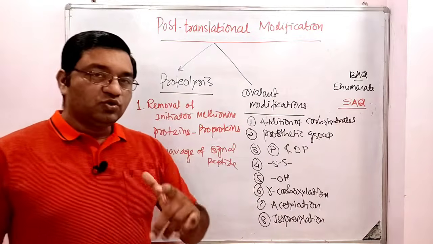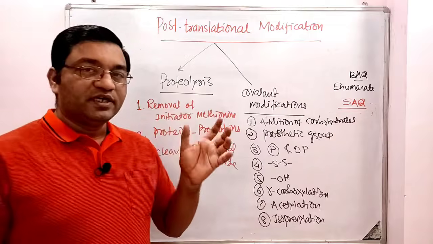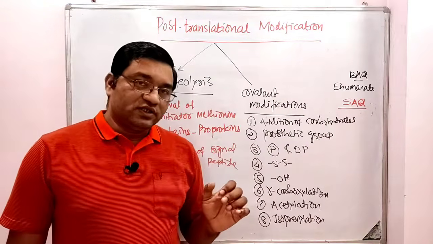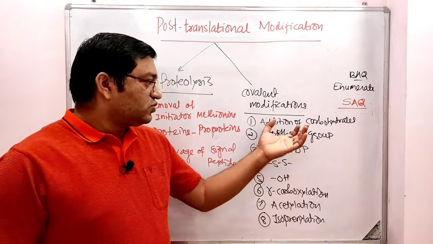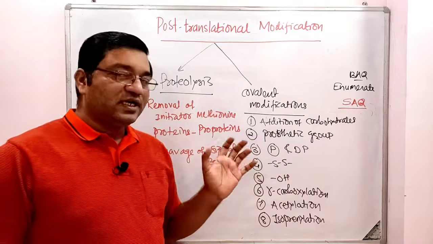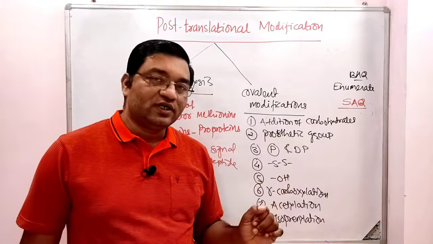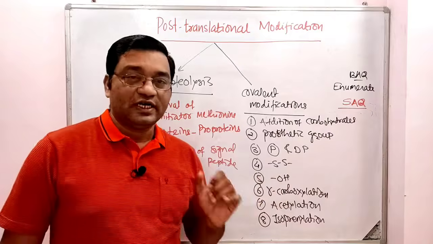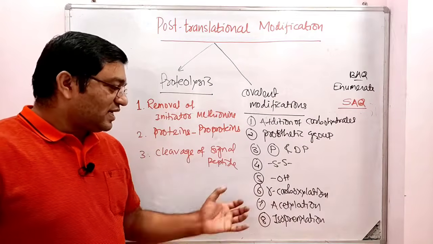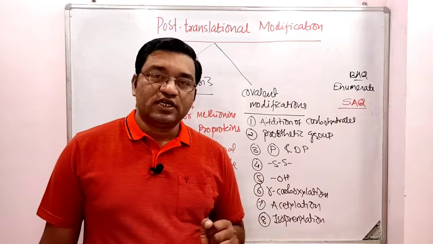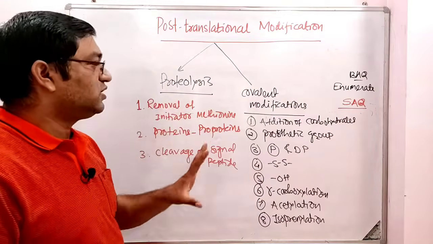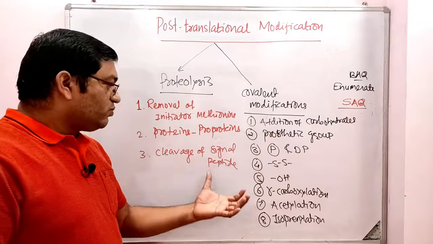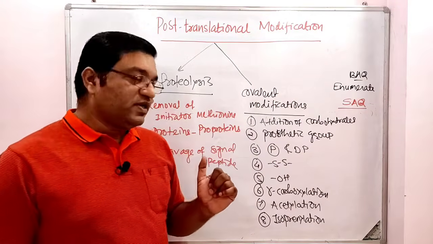It is divided into two main types, that is proteolysis or limited proteolysis, and second one is the covalent modifications in the amino acids of our peptide chain. So addition of carbohydrates will be there, addition of prosthetic group in the form of biotin or heme, phosphorylation, dephosphorylation, disulfide bond formation, hydroxylation, gamma carboxylation, acetylation of histones, and isoprenylation. So these are the important post-translational modifications. If you get the BAQ, brief answer question, just enumerate these steps.